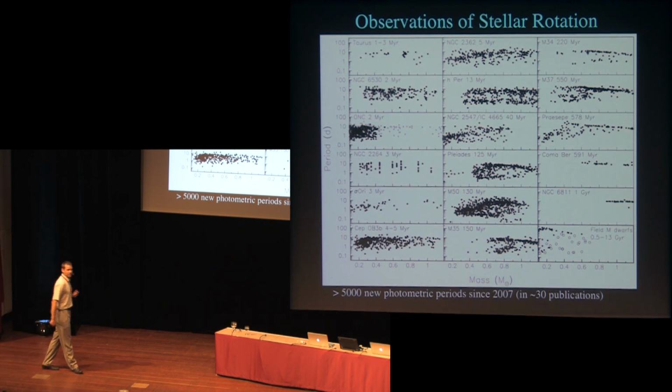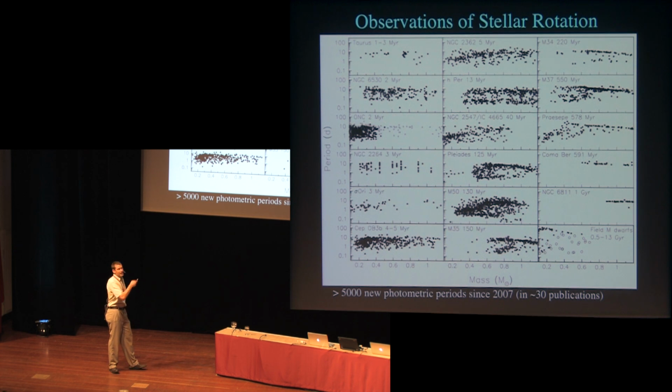Because by photometrically monitoring for transits, you automatically get rotation periods. This diagram here, all of these data points represent the approximately 5,400 new rotation period measurements we have just since 2007. And what we're looking at here is the rotation period on a log scale versus mass. And we're plotting masses from about 0.1 to 1.2 solar masses.